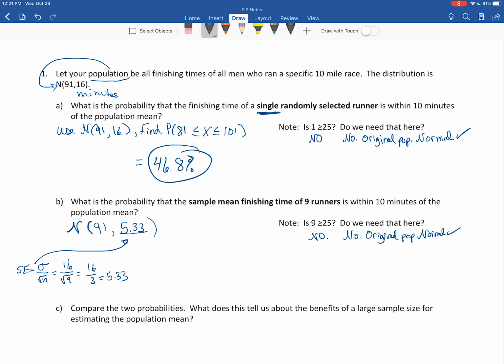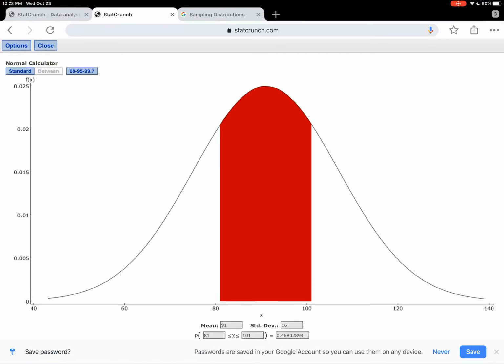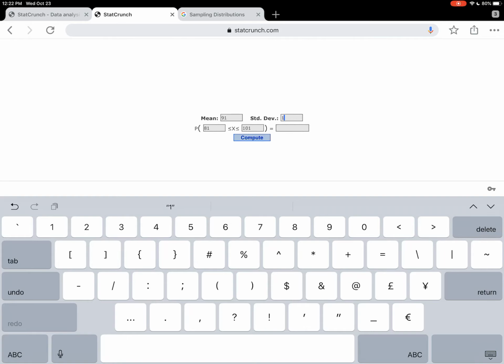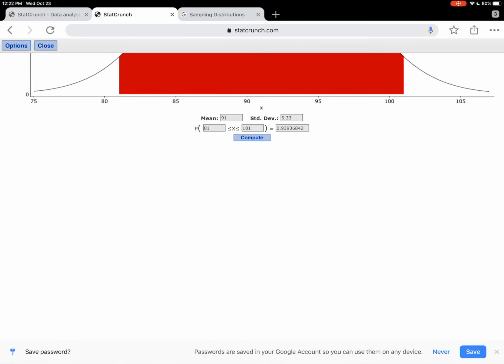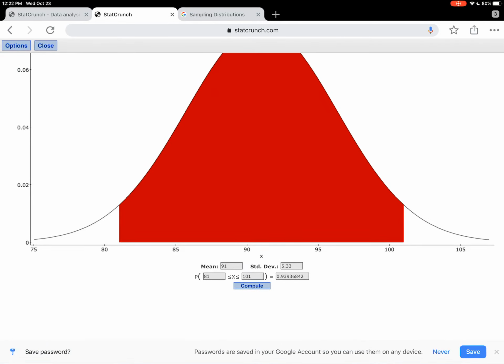So we're going to use this normal calculator. We took a bigger sample than 1, so notice how the standard error got smaller, just like we expect. But we're still calculating the same thing. We're still going to find the probability of landing between these two values. So let's switch over and do that. All I really need to do is go back in and change my standard deviation to that 5.33 value. That's it. Recompute. So my probability here is 93.9%.